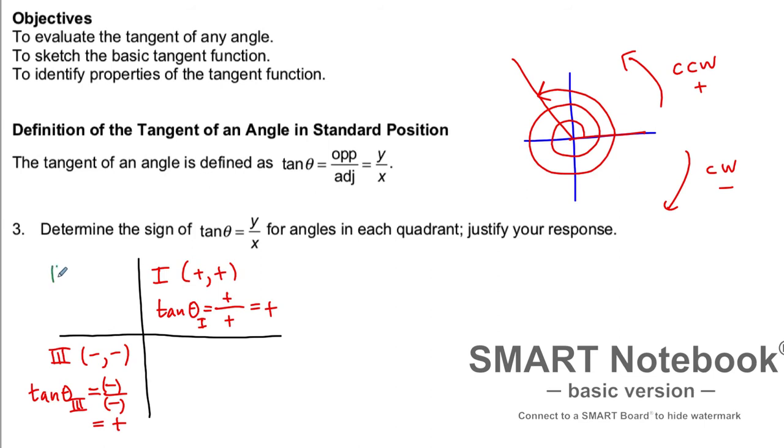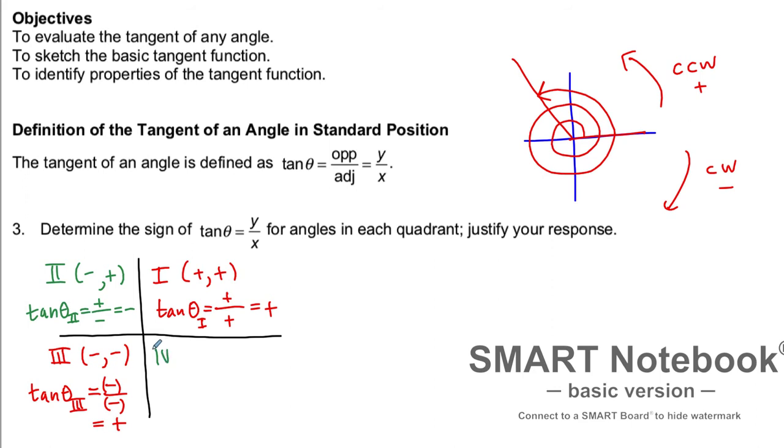Meanwhile, in quadrant 2, the x-coordinate, because we're going to the left, is negative, and going up, y is positive. And so the tangent of any angle that lives in quadrant 2 is going to be the y divided by the x, so positive divided by negative will be negative overall. That's because the x and the y coordinates have signs that are opposites, and so dividing a positive by a negative gives you a negative.